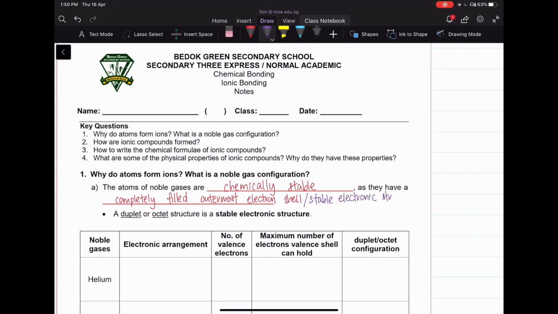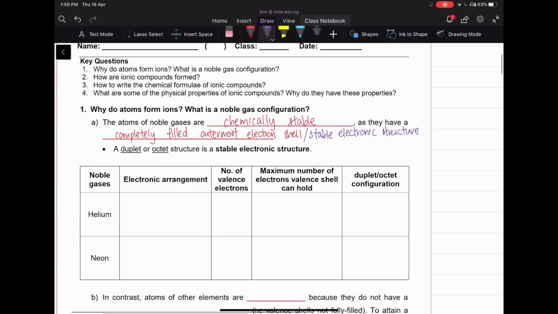Okay, so let's get this right first. So basically, all noble gases are like that. If you take a look at this part of your notes, for helium, the electronic configuration is 2. Number of valence electrons is 2. The outermost electron shell, the valence shell, valence means outermost. Because it only has one shell, this shell itself can only hold 2. So basically, they are reaching the maximum already. This is what I call a duplet configuration. You don't need to worry too much about this term itself.